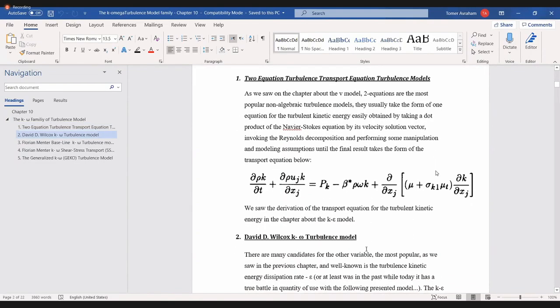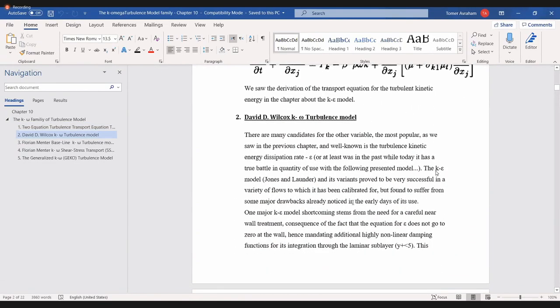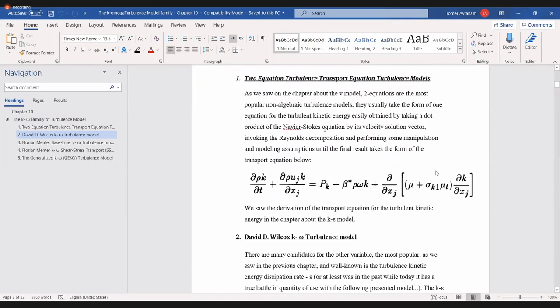Then in the 80s, David Wilcox, whose book probably most of you have on your shelf, took a try at an idea Kolmogorov had a long time ago, and took the specific dissipation. First of all, the k epsilon had some problems. The first problem was its behavior against adverse pressure gradient. The second one was that it is wall sensitive. You can't integrate seemingly the epsilon equation through the viscous sublayer.